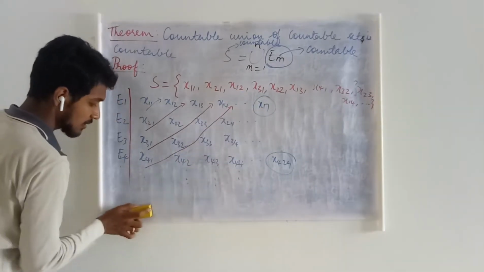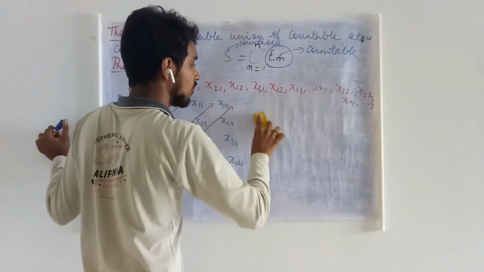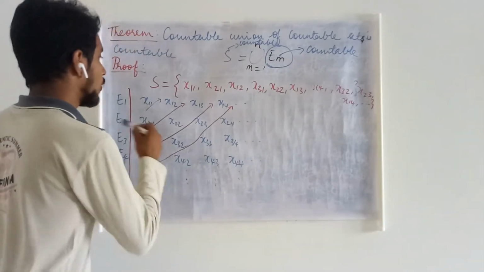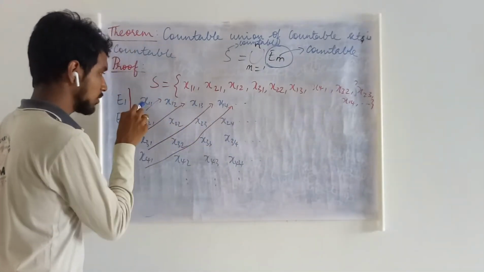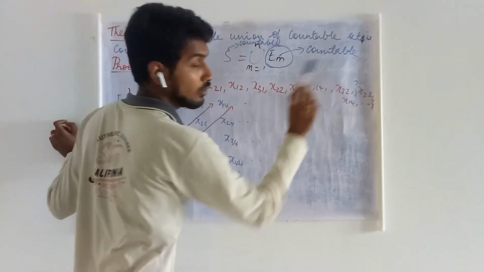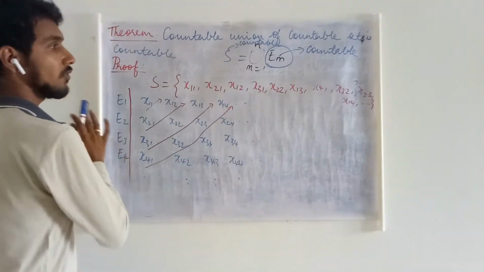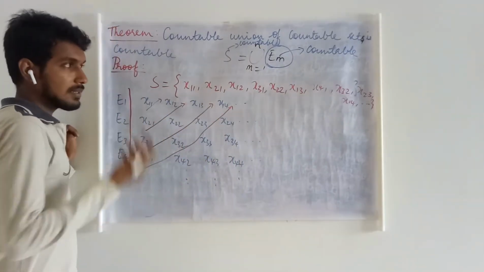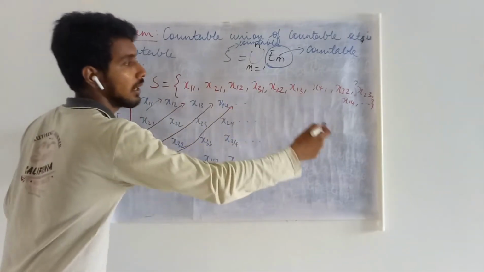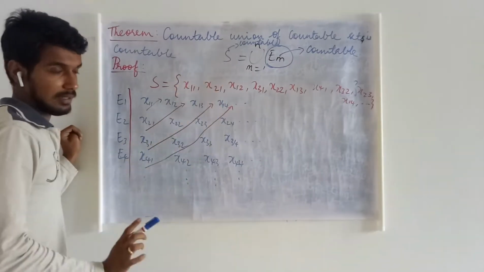If there are any such repetitions, we are going to omit the repetitions, and that element will be counted only once. So when we make such arrows, suppose x11 is the same as x23, we will not write x23 here; we will leave that x23. For notation purposes, I am writing the elements after omitting the repetition. If an element is repeated, I will not write it again.